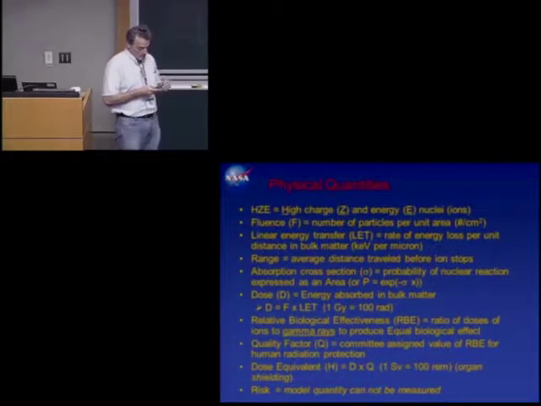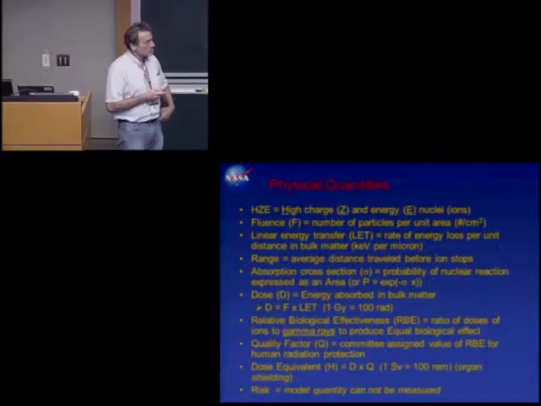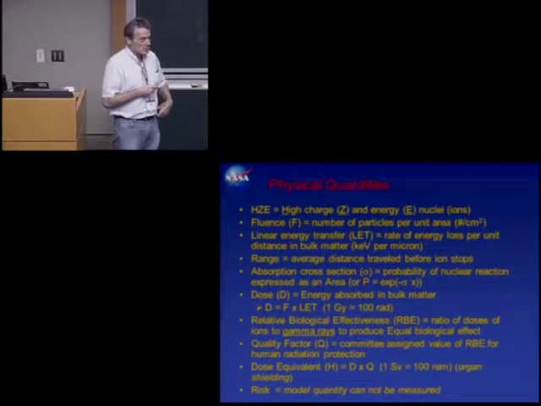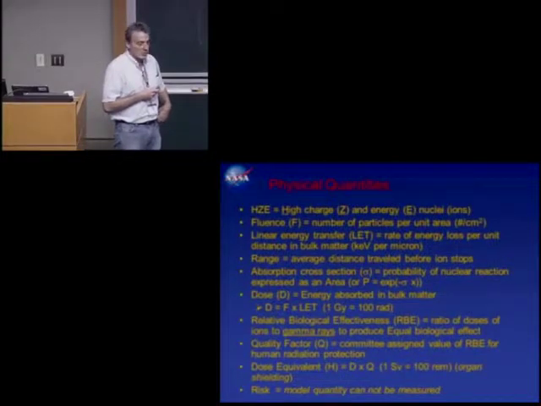And then range, I'll talk a little bit more about range, but range is the average distance traveled before the particle stops. So if you want to stop a particle, if you know its energy, you can look up its range, and then you know how thick the shield needs to be to stop it completely. You just have to worry about secondary radiations, and can you have something that thick? The absorption cross-section is the probability of a nuclear reaction expressed as an area. So these are going to be very small areas because they're characteristic of the size of a nucleus, in Fermi squared, femtometer squared, or millibarns, or barns. Very small, 10 to the negative 26 square centimeters is the size of these cross-sections.